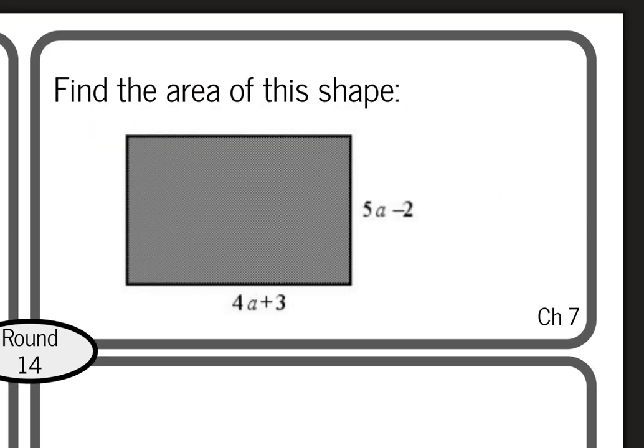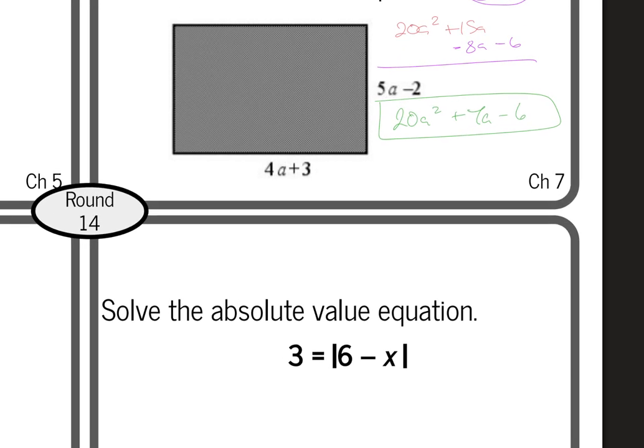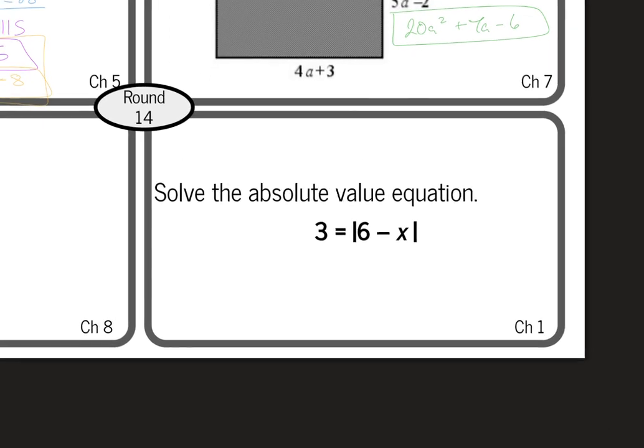Find the area of the shape. It's just length times width, so it's 5a minus 2 times 4a plus 3, which is 20a squared, right? Which is plus 15a, which is minus 8a, and minus 6. We get 20a squared plus 7a minus 6. There's the area.